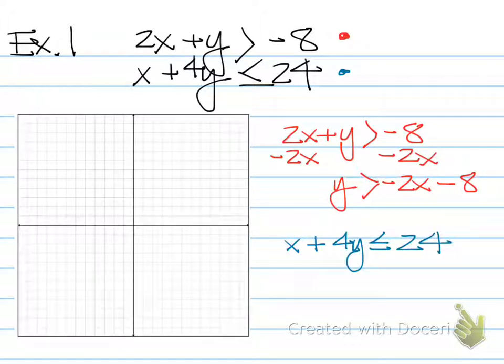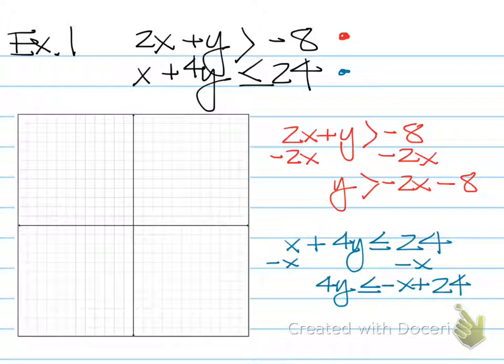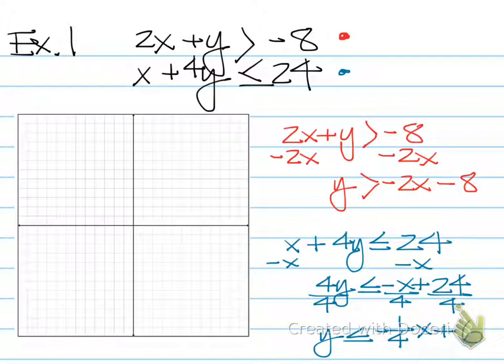And for the second inequality, to get that in slope-intercept form, we need to first subtract x from both sides. Once we do that, we want to divide both sides by 4 to isolate the y. And we should get y is less than or equal to negative 1 over 4x plus 6.